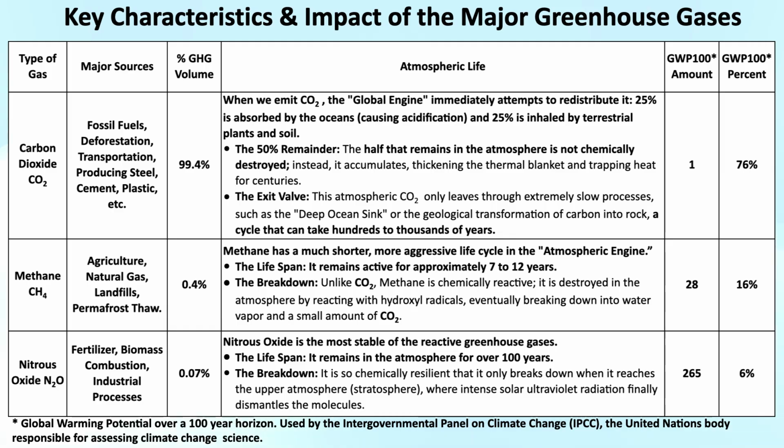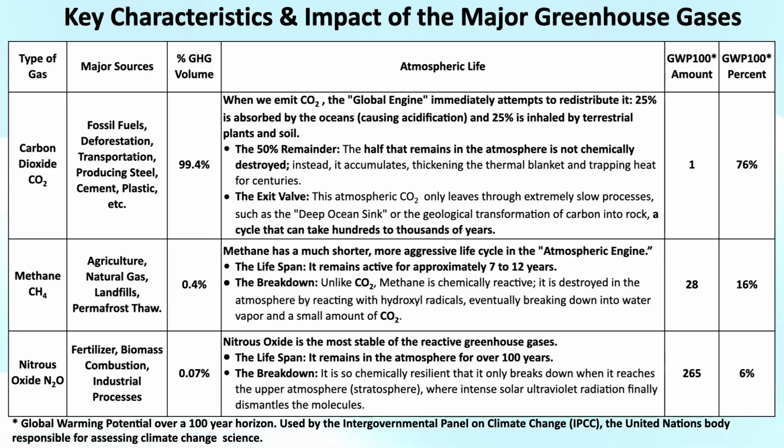But methane has a good thing about it. It has a shorter lifespan in that it eventually will break down, basically over a period between 7 to 12 years. So that's good. The bad thing about it is that it has a warming potential of 28. So it has 28 times the warming potential of carbon dioxide. And as a result, this 0.4% turns into a warming potential in the atmosphere of 16%.